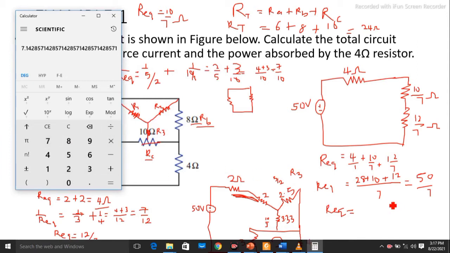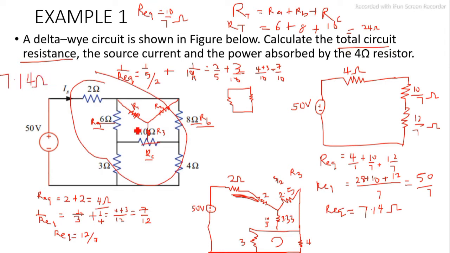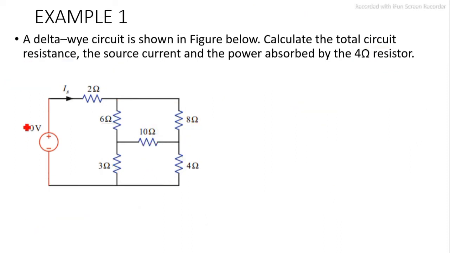That's 7.14 ohms. So that's our R equivalent, the total circuit resistance we are looking for. So the equivalent of all of this is 7.14 ohms. So this is what we got. Now let's use the other method I mentioned, then we'll continue from that other method.